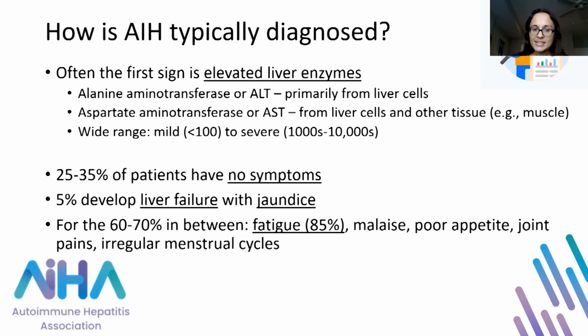And then for the 60 to 70% of patients in between, there can be a whole host of different non-specific symptoms, the most common being fatigue in about 85%. Other symptoms can be poor appetite, maybe some joint pains or irregular menstrual cycles in women.